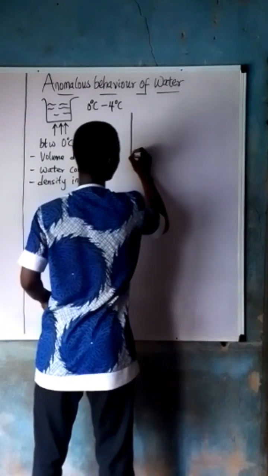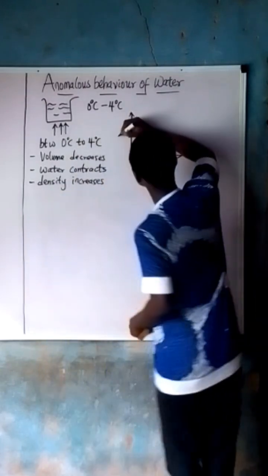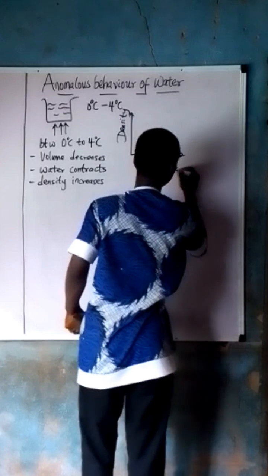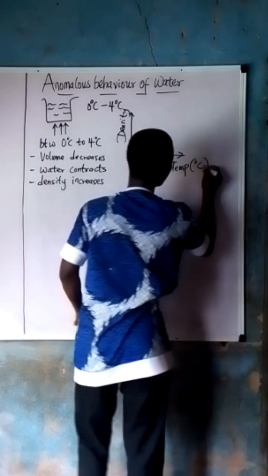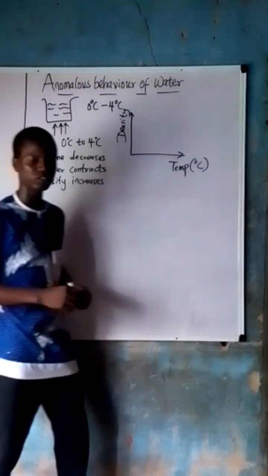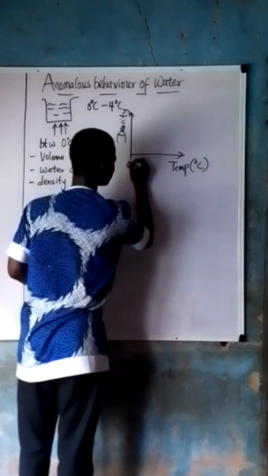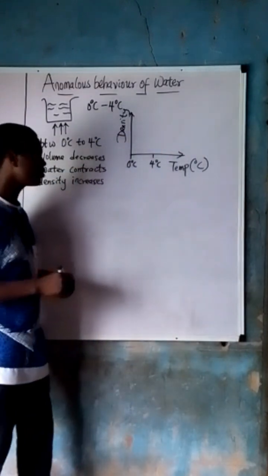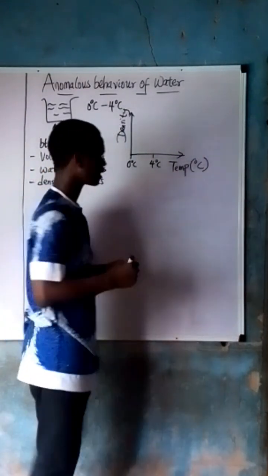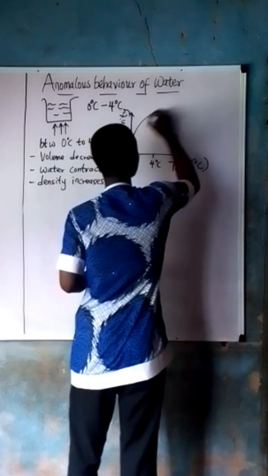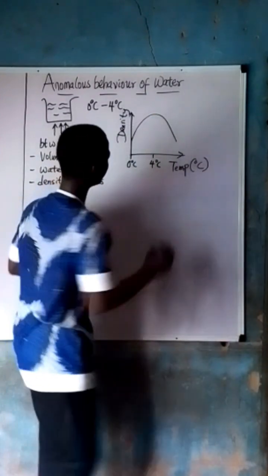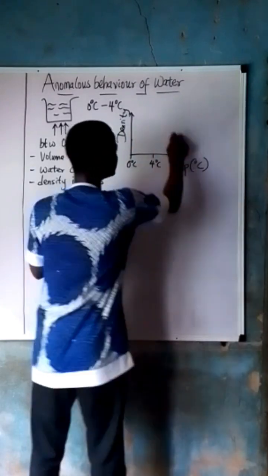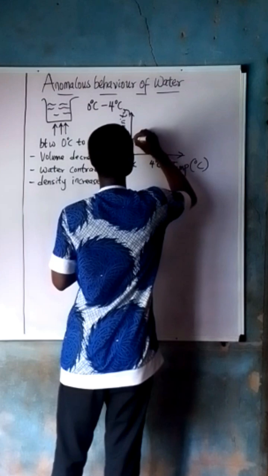When you are plotting a graph, watch out. A graph of density against temperature in degrees Celsius for anomalous behavior of water. Anomalous behavior of water is between what? 0 degrees Celsius and let's say 4 degrees Celsius, around there. Guys, the question before us is, how will this graph look like? And the answer to that is that it will be a curve, whereby water will attain its highest density at 4 degrees Celsius.